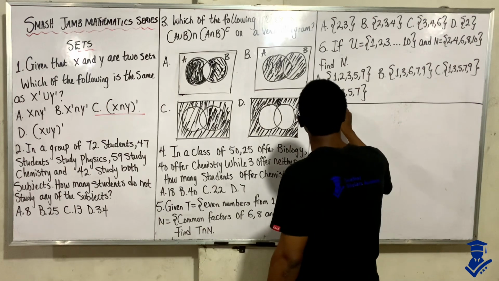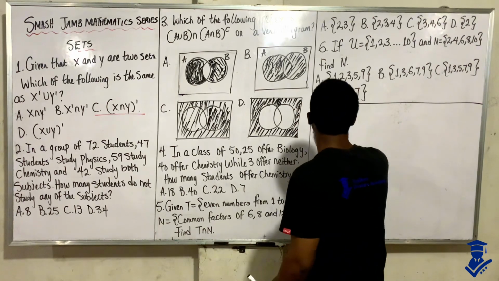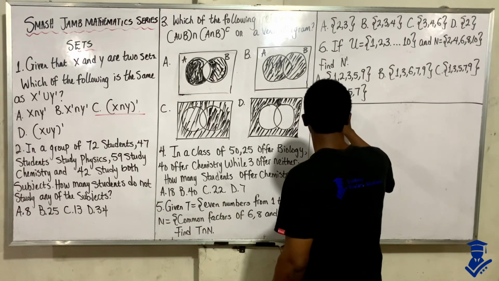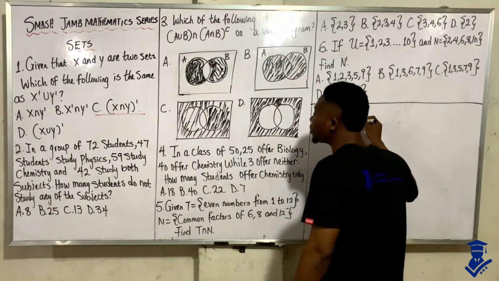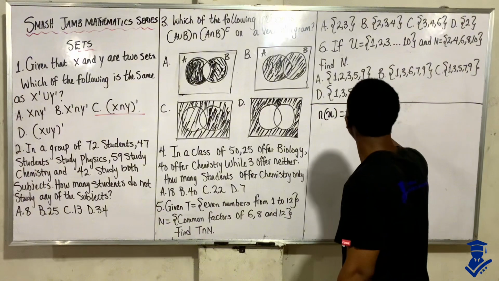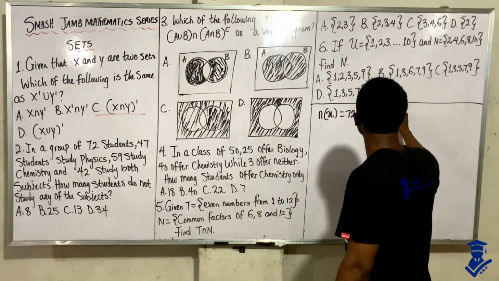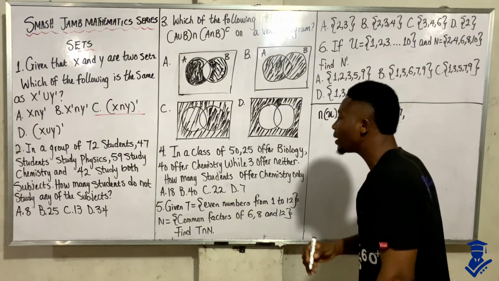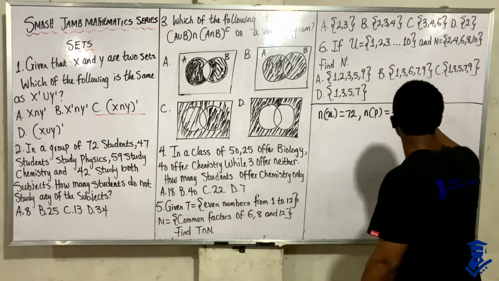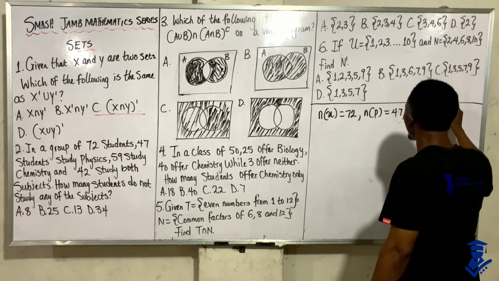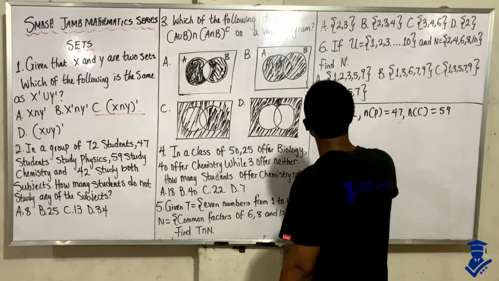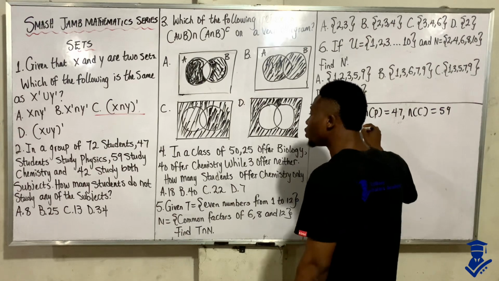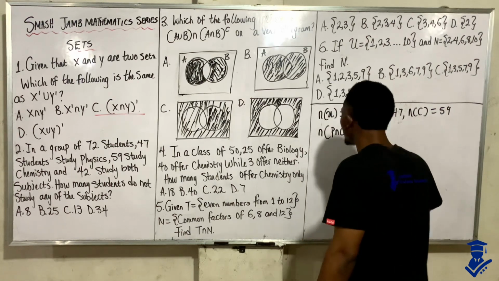We are given that the number of the universal set, which is the model set, is 72, because we have a group of 72 students. Now 47 study physics, meaning number of physics is equal to 47. And 59 study chemistry, number of chemistry is equal to 59. And 42 study both, meaning that number of P intersection C is equal to 42, because 42 study both.